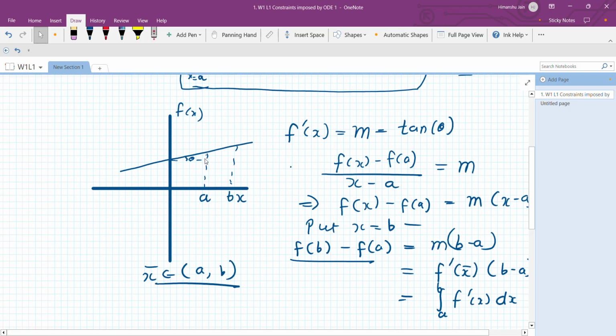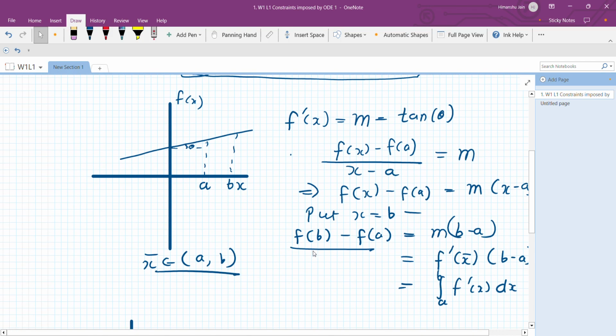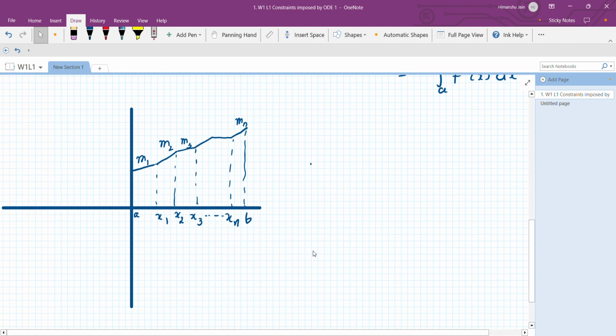Earlier we have assumed that the derivative of the function, or the slope of the function, is constant across the interval ab, and we got this result. But now we assume that over the interval ab the slope of the function changes, but there exists some subinterval over which the slope is constant.